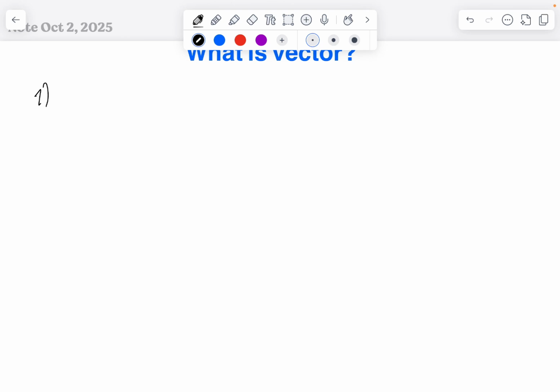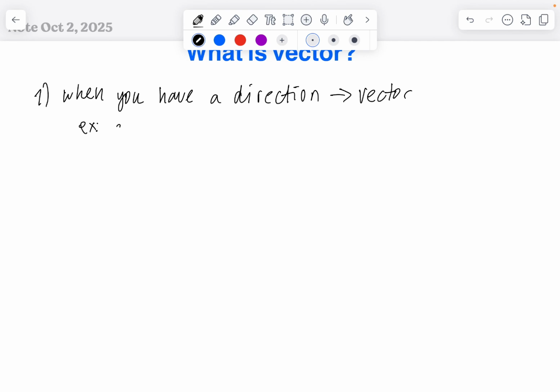So, when you tell someone to go 3 blocks south, that's a vector, because you have a direction. So, when you have a direction, that's a vector. Example, go 3 blocks south. Since we have a direction south, that's a vector.